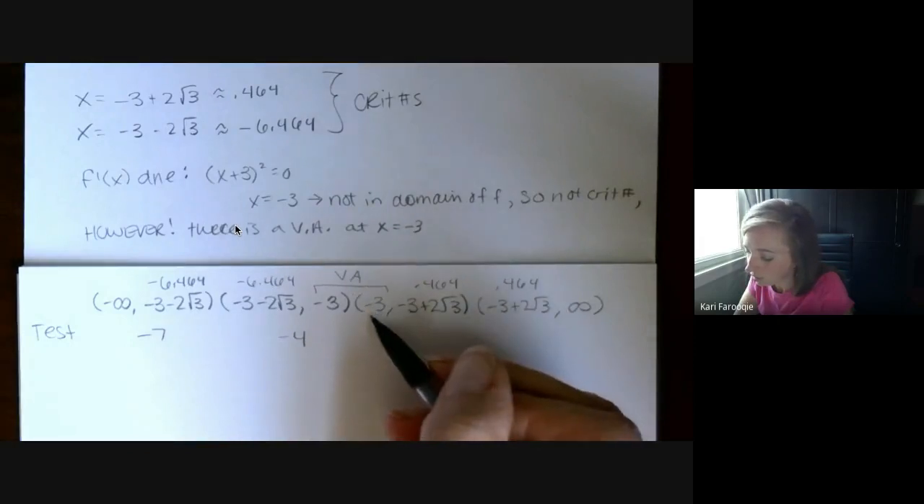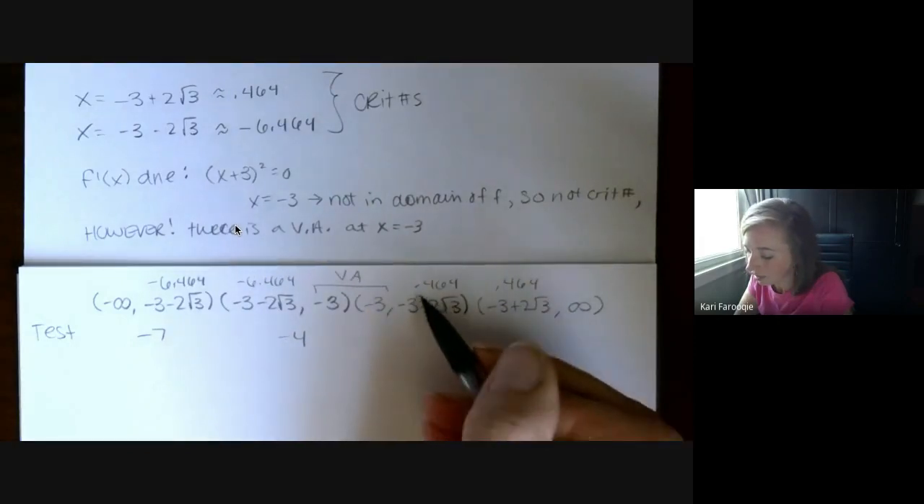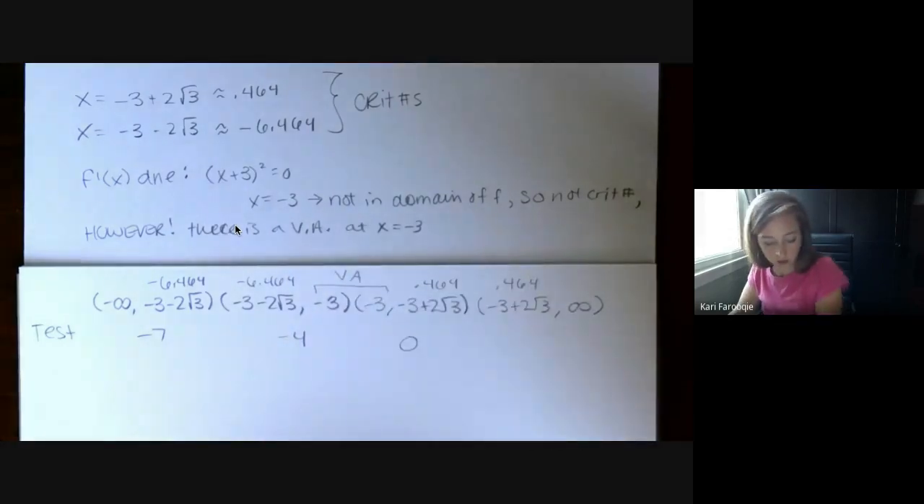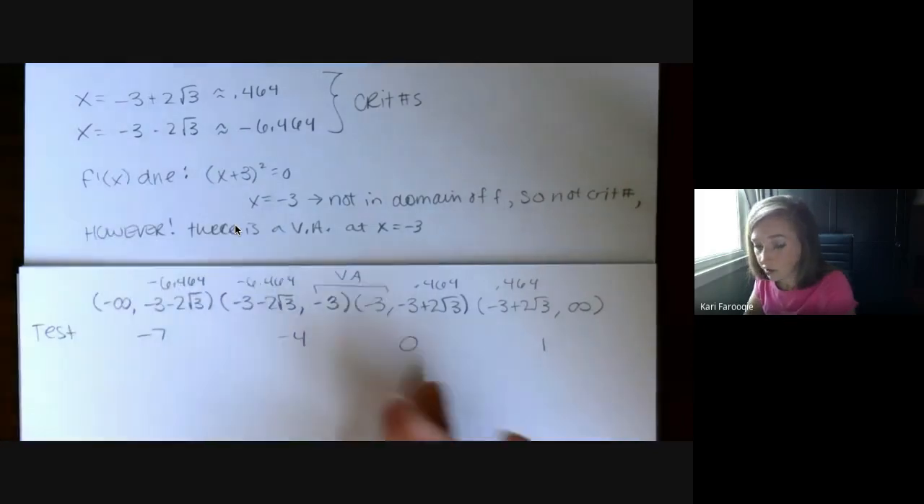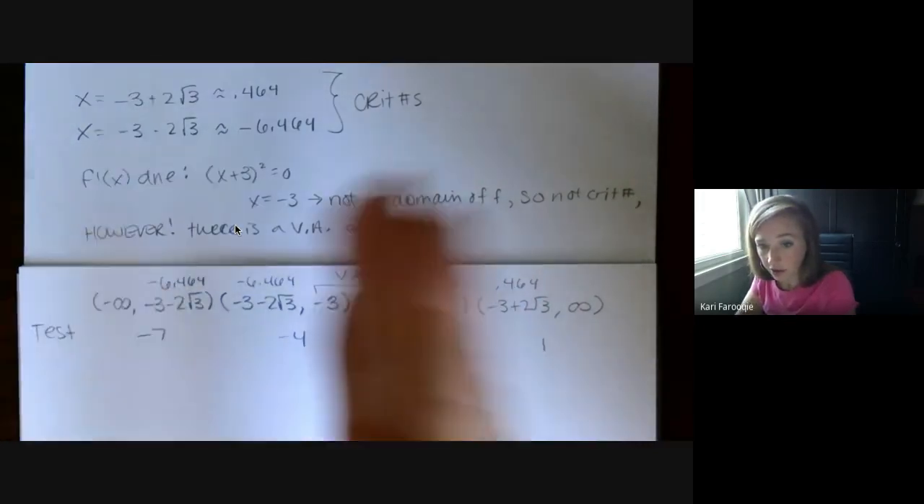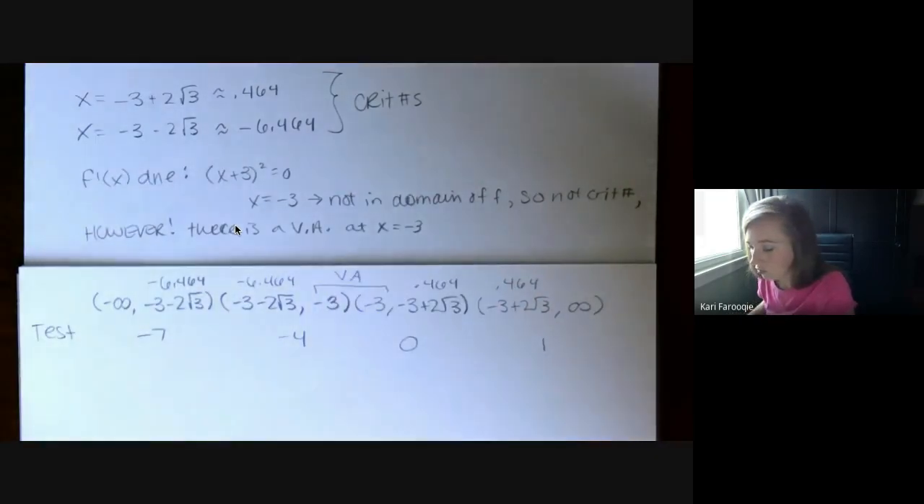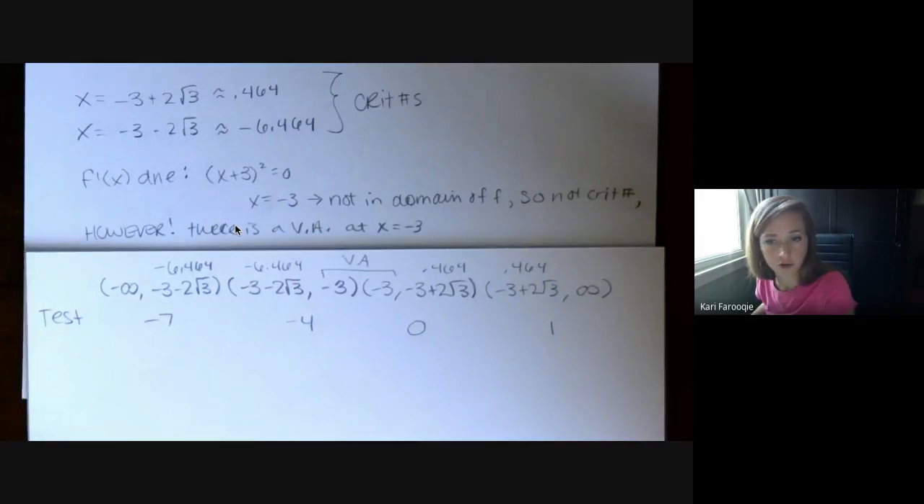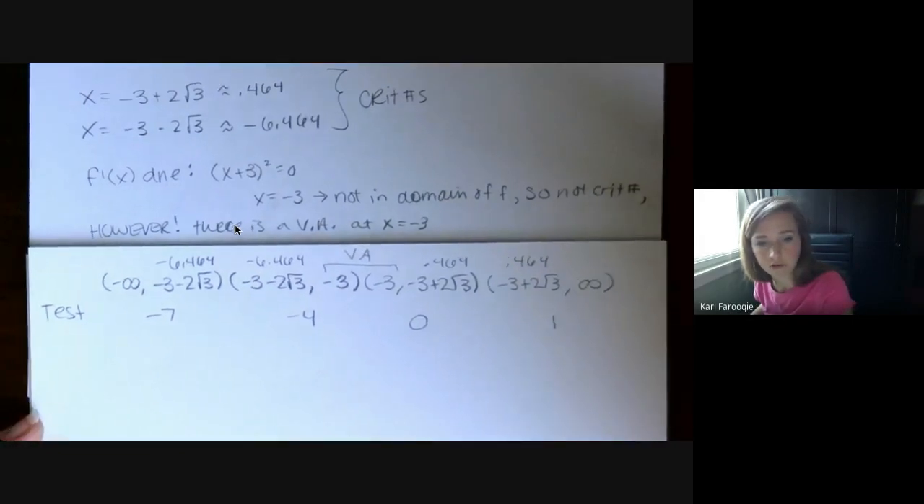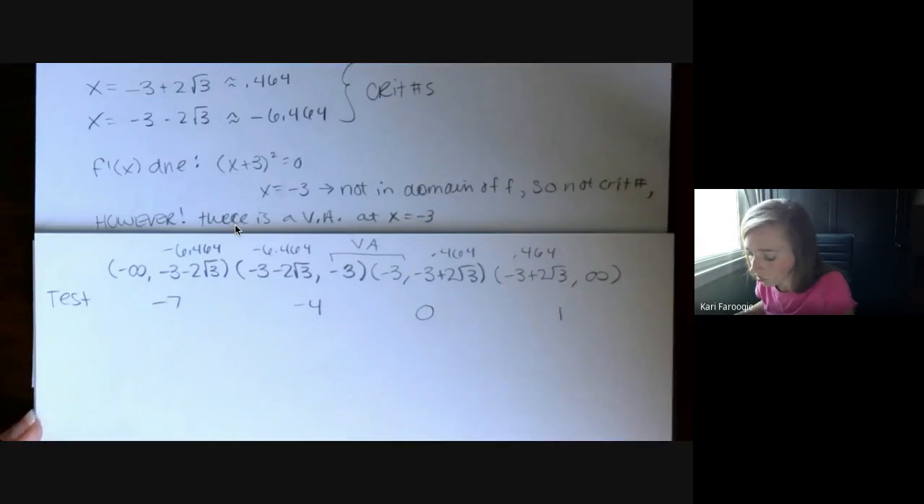Between -3 and 0.464, I'm going to go with 0. If I can use 0, I use 0. It's just easy to evaluate. And then I'll pick 1 for my last interval. I'm going to use these test values. They're going to represent everything that's happening in that interval, and we'll figure out whether or not your function's increasing or decreasing to the left and right of these critical numbers.